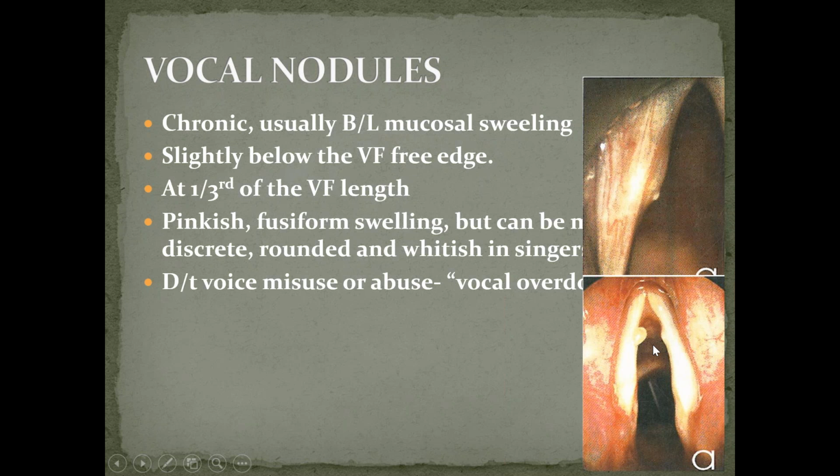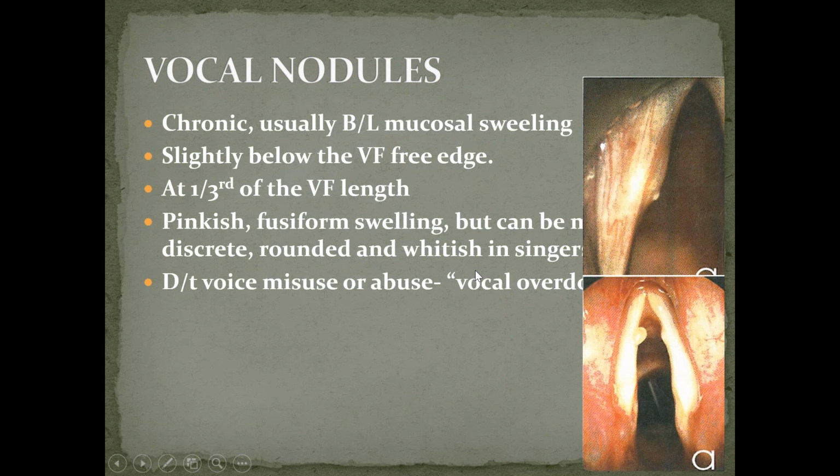This is the commonest site, or mostly you will see vocal nodules here only, at the junction of the anterior 1/3 to the posterior 1/3. So this you'll usually see in the free medial part, slightly below the free edge of the vocal folds or vocal cords. It forms a pinkish fusiform swelling. Sometimes it can be discrete, rounded, and whitish in singers.